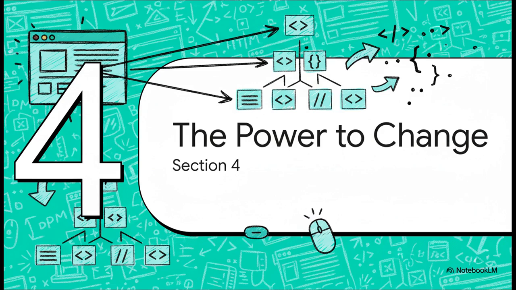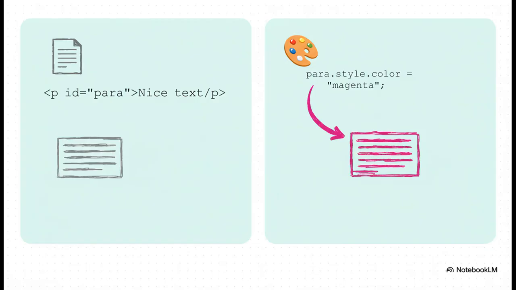Now, finding an element is cool, but that's just the first step. The real fun, the whole point of this, begins when we use that reference to start making changes to the live web page. This is where the true power of the DOM shines. Okay, this slide illustrates it perfectly. On the left, you see our original plain HTML. Then on the right, we use that para variable we just captured, and we just tell it para.style.color equals magenta. And boom, just like that, without touching the original HTML file, without reloading the page, the text you see on the screen instantly turns magenta. We've just dynamically changed the style of a DOM node.